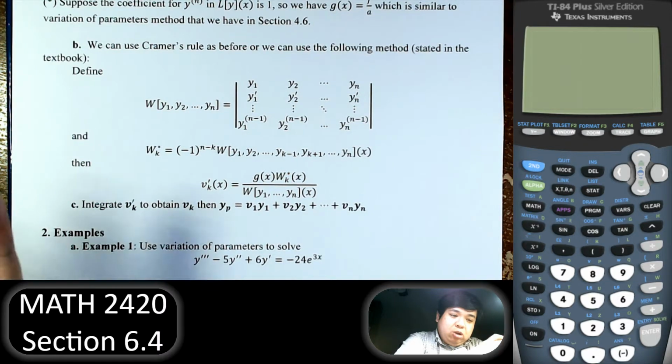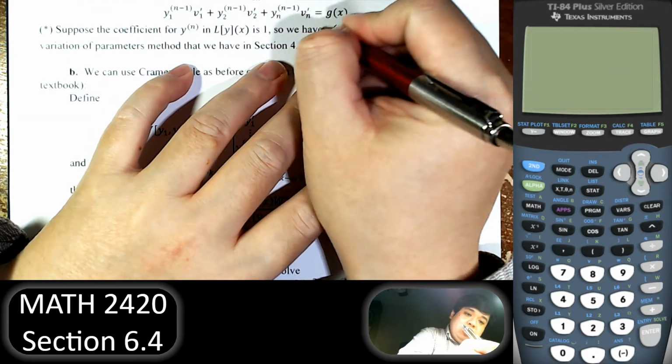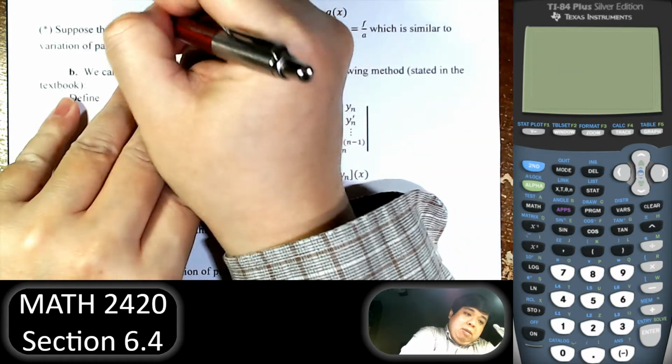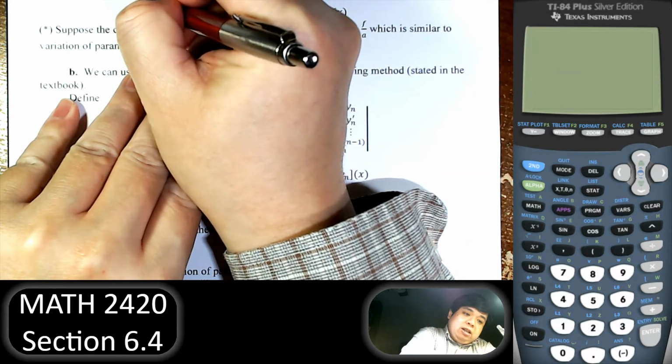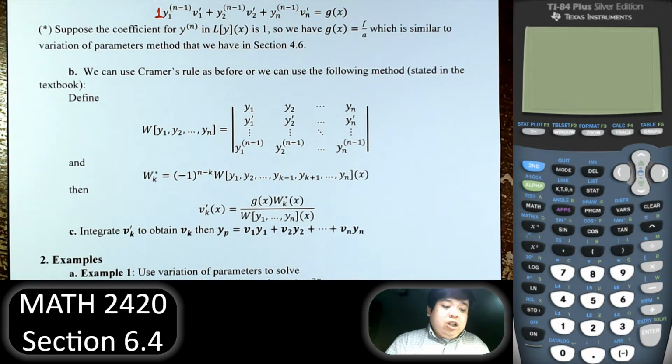We use Cramer's rule, and in Cramer's rule, make sure the leading coefficient is 1. Yes, the only thing to pay attention to here is that the leading coefficient should be 1, so the calculation will be a lot easier if the leading coefficient is 1. Alright, variation of parameters to solve this problem.